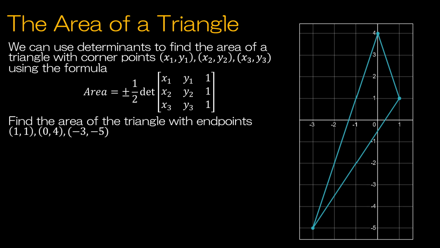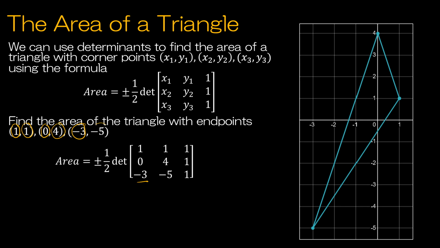So let's take a look at how to find the area of this triangle. To find the area, I'm going to first write it in the correct format. So I'm taking the x's of 1, 0, -3, and put that in the first column, the y's of 1, 4, -5, and put that in the second column, and the third column is all 1's. You can choose which method you want to find the determinant. You can use diagonals, you can use cofactor expansion and whatnot.